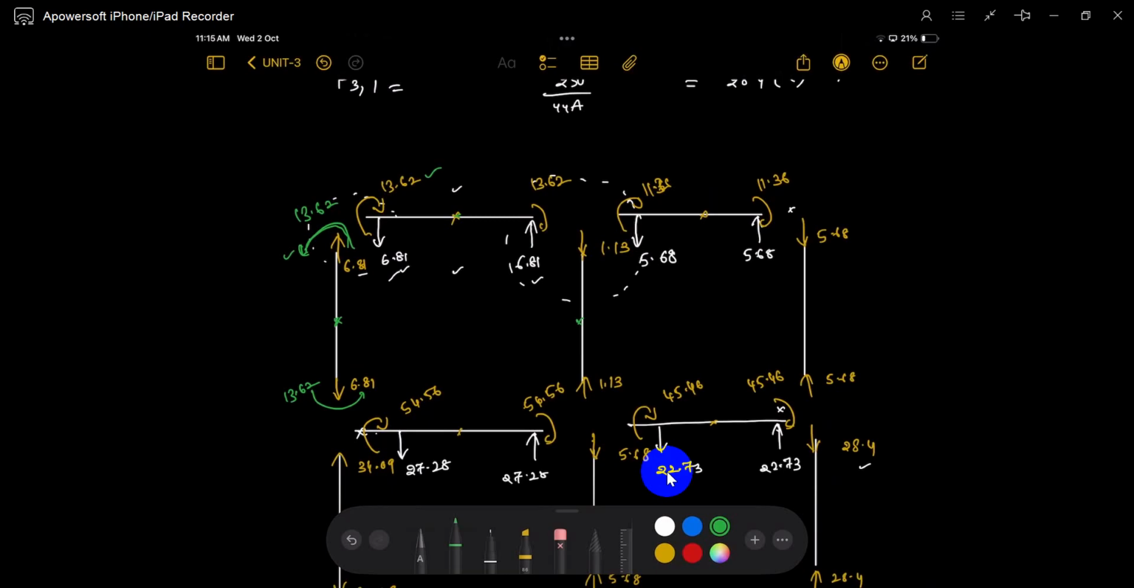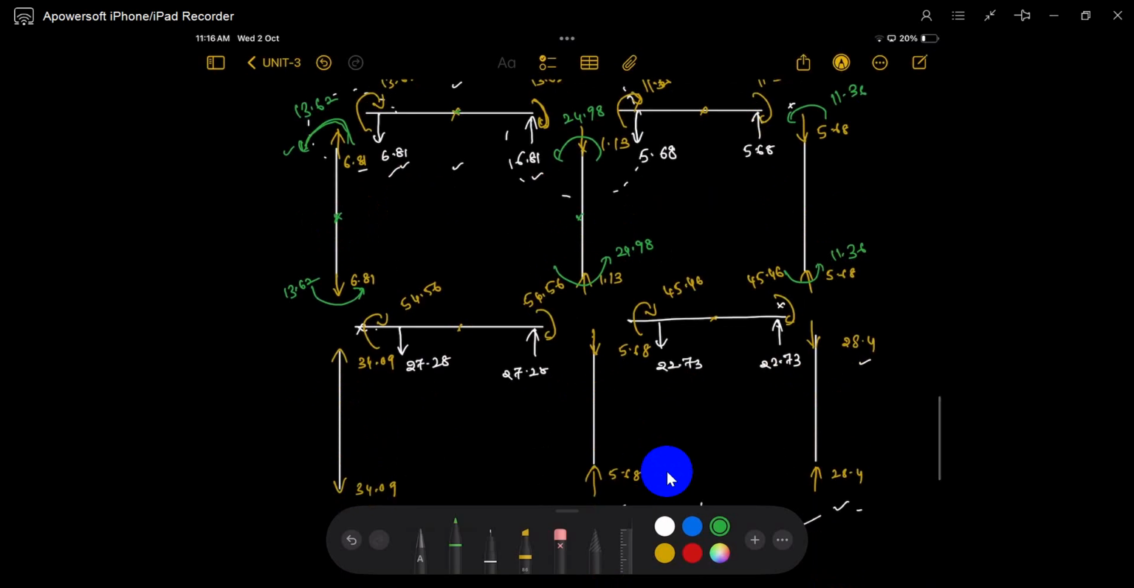Now it comes to here. 13.62 is clockwise and 11.36 is clockwise. To maintain equilibrium, how much? 13.62 plus 11.36, 24.98 is anti-clockwise. Understood? Here 11.36 is clockwise, so it's anti-clockwise 11.36. That's it. Now comes to this joint.